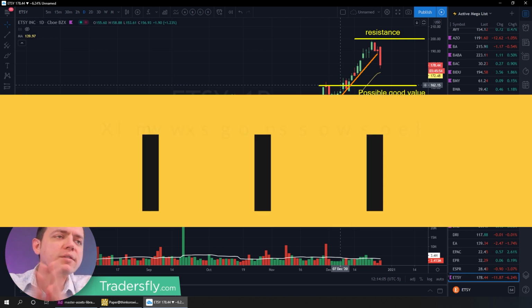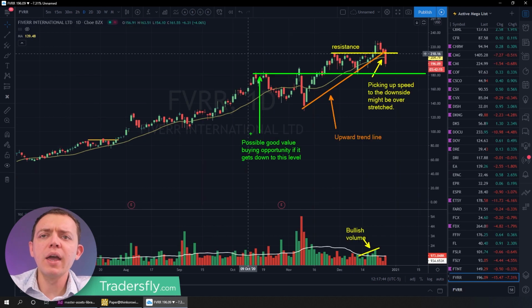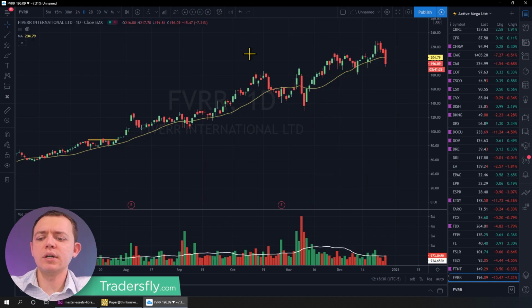I would wait for a pullback. I wouldn't be bearish on it, so that's why I'd be more neutral on it. If it gets pulled back to around 160, that could be a better value buying opportunity. So watch for a value buying opportunity rather than trying to short these things, because some of these can snap back up pretty quickly. Okay, I've got a few more for you.